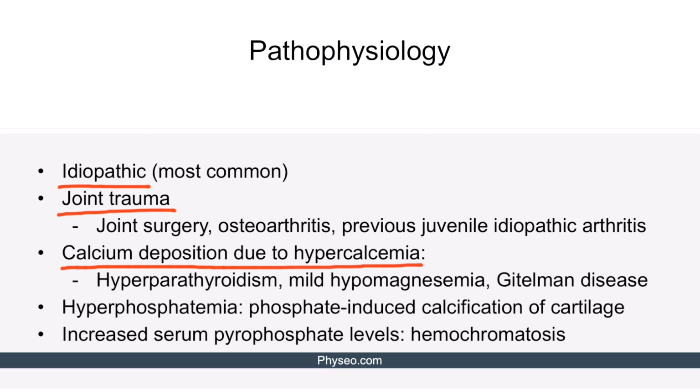Hyperparathyroidism, mild hypomagnesemia, and Gitelman disease can all result in calcium pyrophosphate deposition disease because all of these conditions are characterized by hypercalcemia. Hyperphosphatemia can also induce pseudogout because phosphate drives calcium into the tissues, including cartilage. Finally, hemochromatosis is associated with calcium pyrophosphate deposition disease due to increased serum pyrophosphate levels.